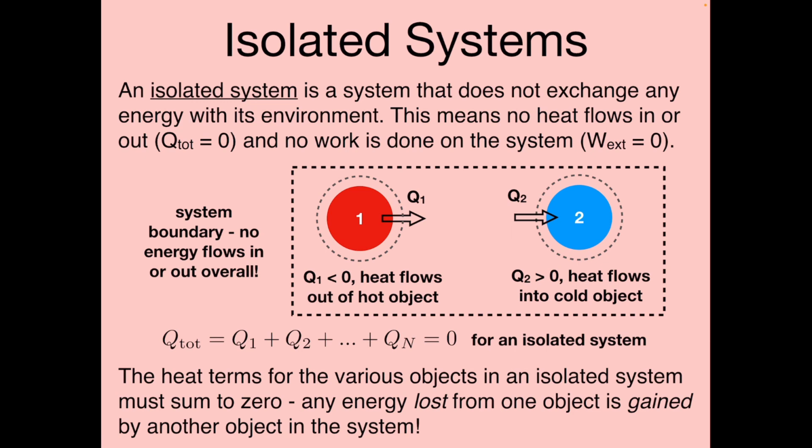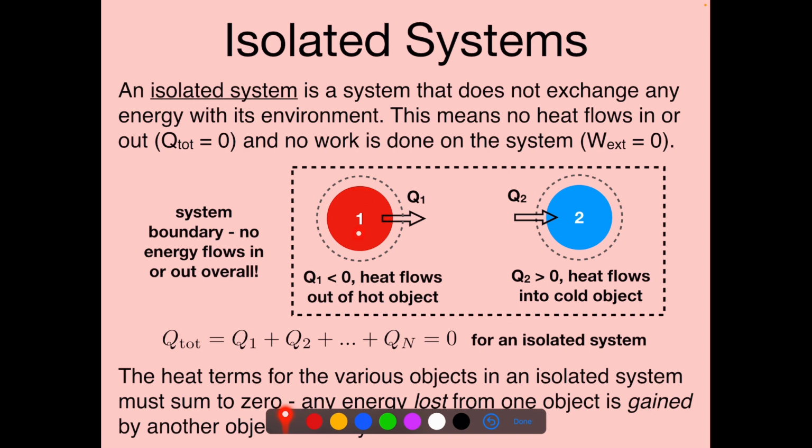Now, the way you should visualize an isolated system is like this. Let's say we have two objects, number 1 and number 2, and that's the whole system, just those two objects. We can draw a little boundary around those two objects. That's called our system boundary. And what we're saying is no energy is flowing into or out of that boundary. That's what it means for the system to be isolated.